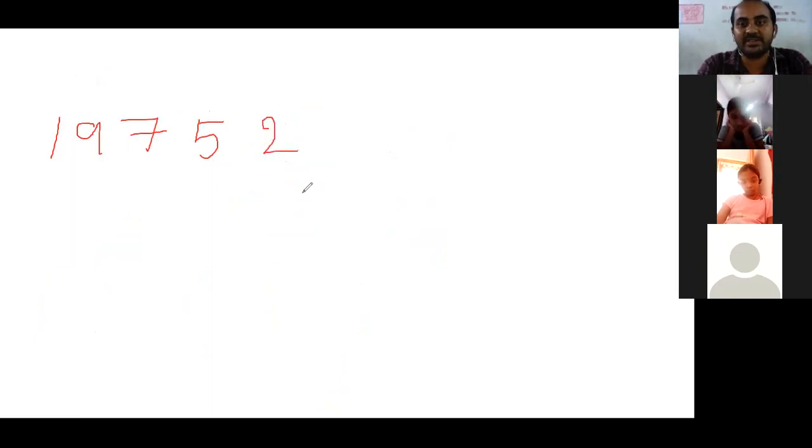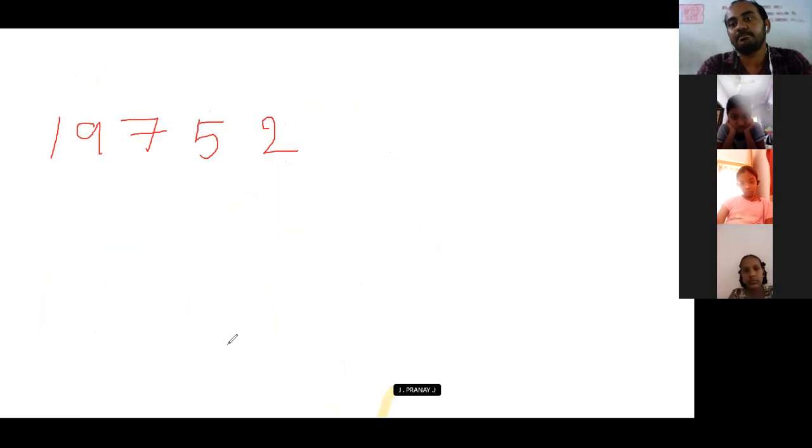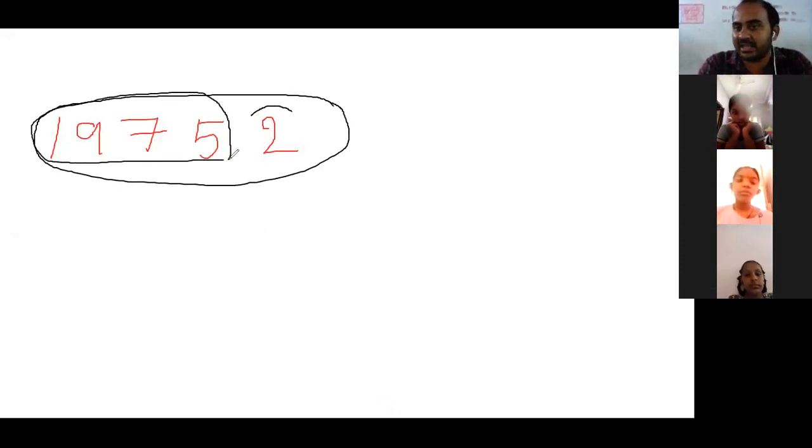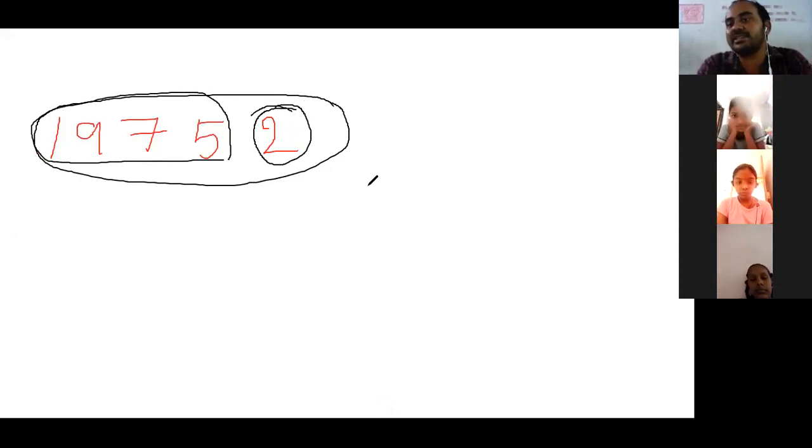1975. Is this number divisible by 2 or not? Yes or no? No. Don't check all these digits, how many digits are there. Concentrate only on the unit place digit. What is the unit place digit? 5. Is 5 an even number or not? No, so this number is not divisible by 2.